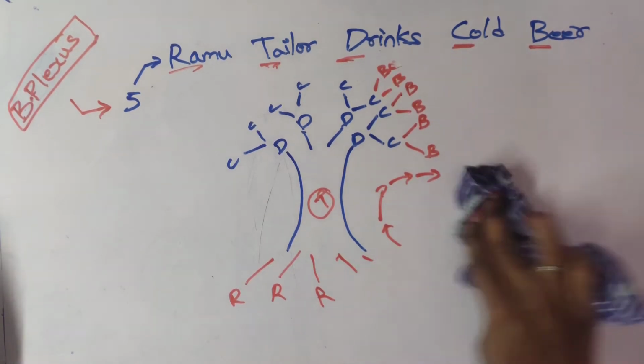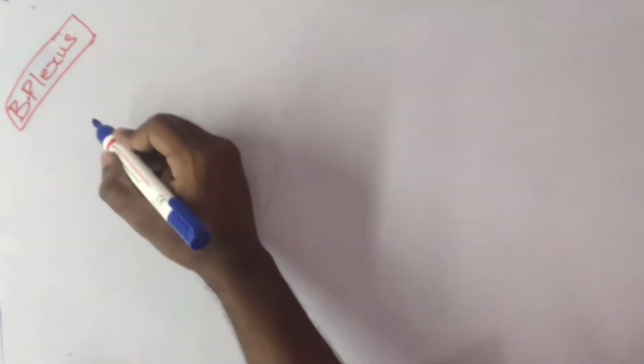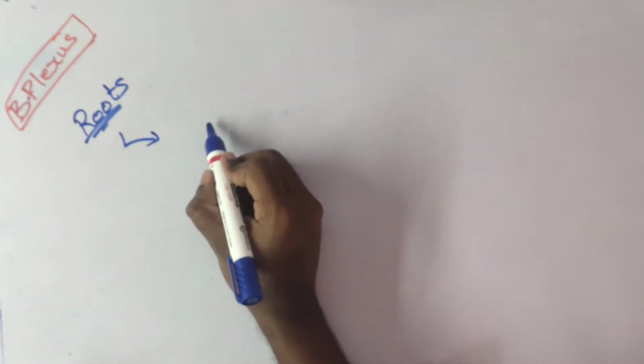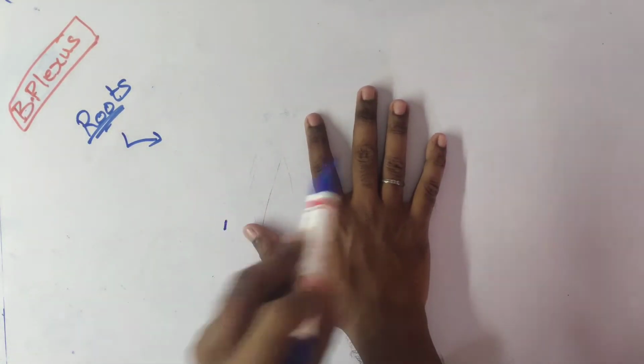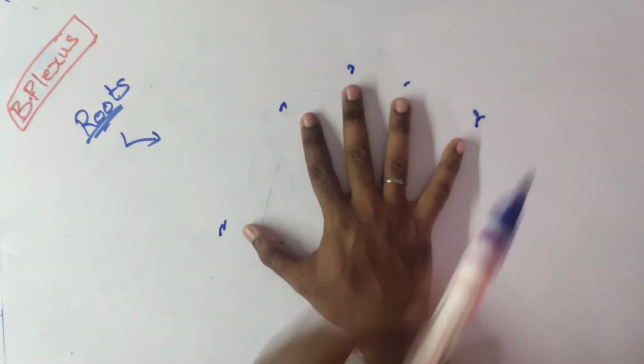And now coming to the roots. It is the mnemonic to remember this one. Now coming to the roots of the brachial plexus. See, there we have 5 roots. This is your finger having 5 roots, C5 to T1.